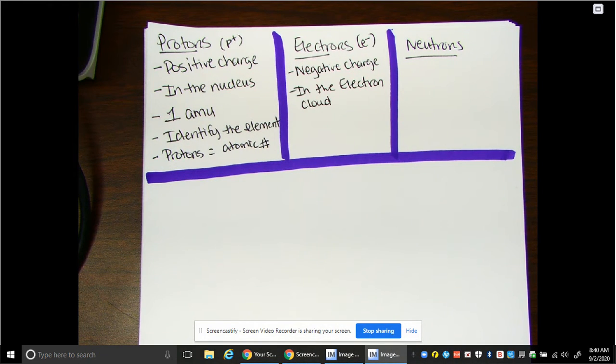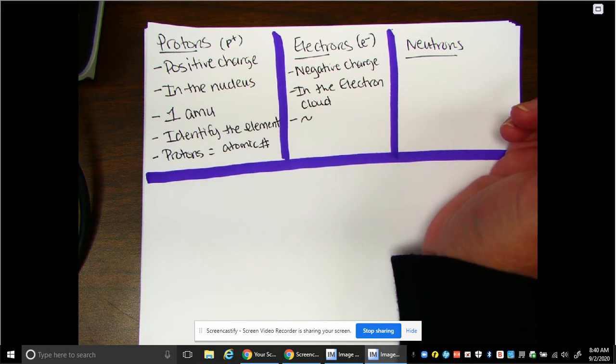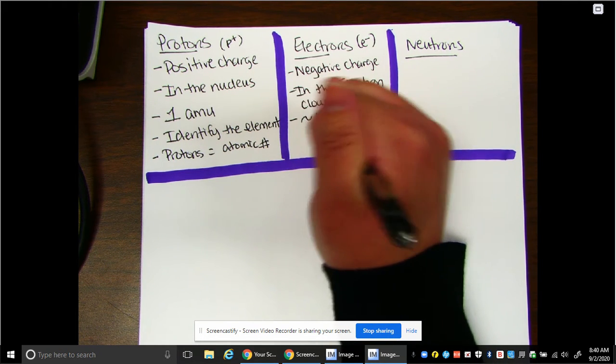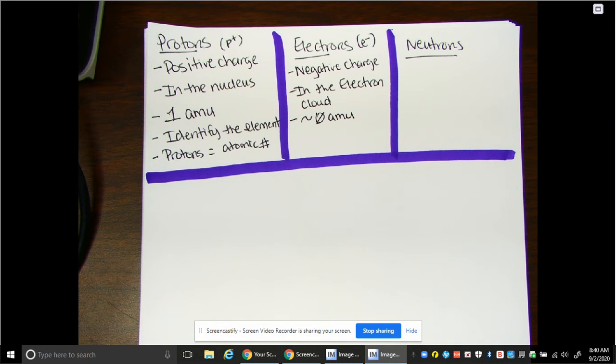And remember I talked at the bottom how the electron cloud has almost no mass but all volume? That's because of the electrons. The electrons have approximately, that squiggle means approximately, 0 AMU. Now, do they have 0 mass? Well, no, not quite. But it is so incredibly small that we don't count it.